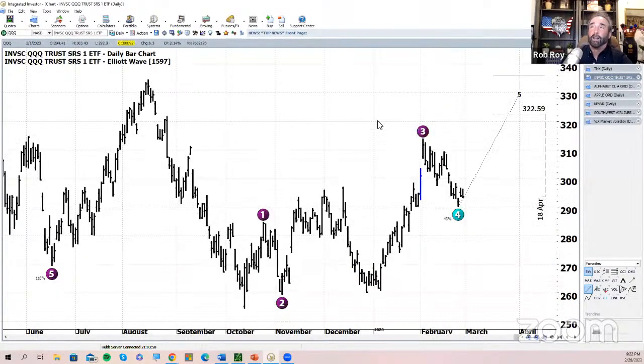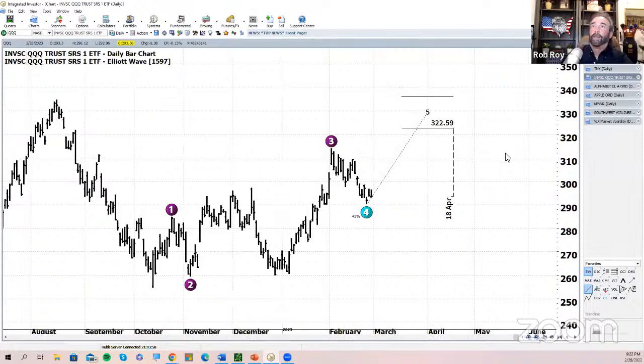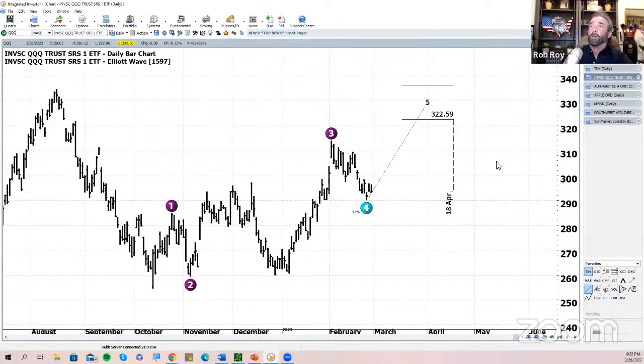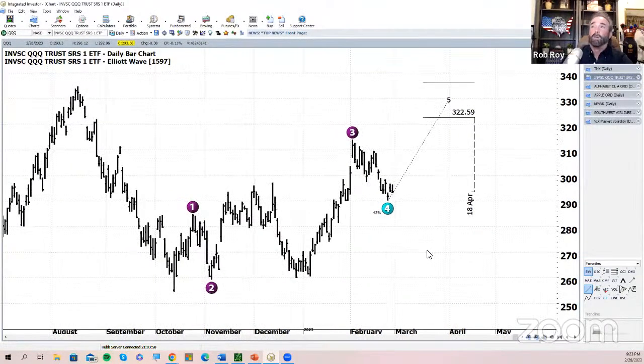And take a look at the Qs. Not quite the 50% correction. They're outperforming slightly, which we thought they would as the Fed neared the end of their rate hike cycle. We said they would underperform while they're raising rates. They should outperform when that comes to an end. And it's debatable about when it's going to end. That's what the market's trying to figure out. So we have a 43% corrective move in the wave 4 on the Qs.